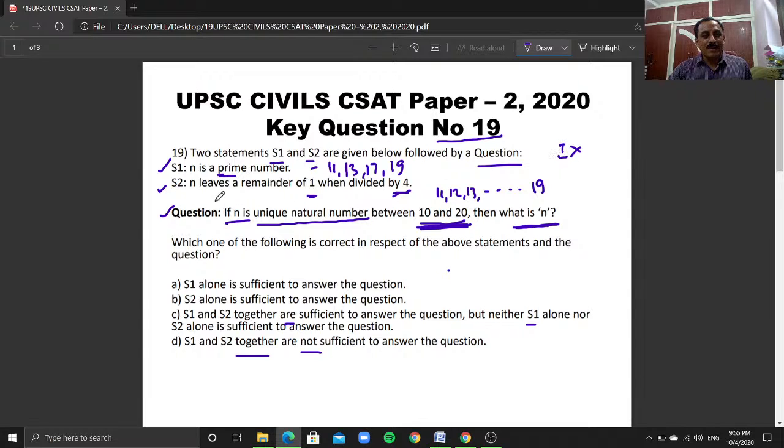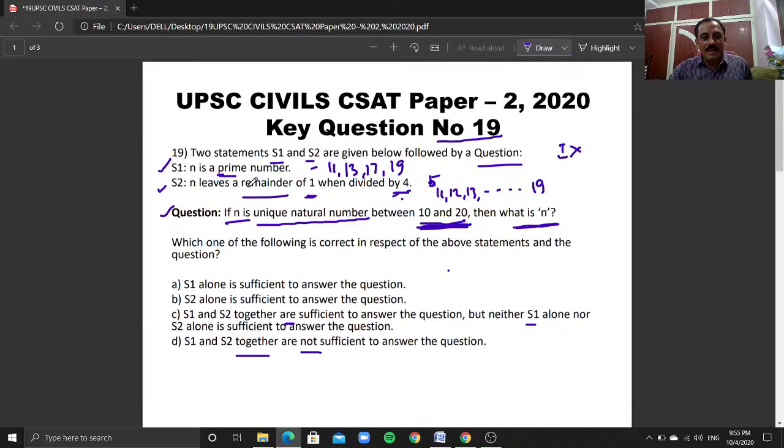Now take the second one. Don't take statement 1. Take statement 2 only. N leaves a remainder of 1 when divided by 4. So many numbers are there. For example, 5 is a number. If you divide 5 by 4, the remainder is 1. But according to the question, the number should be between 10 and 20. So now 11, 12, 13, 14, 15, 16, 17, 18, 19.